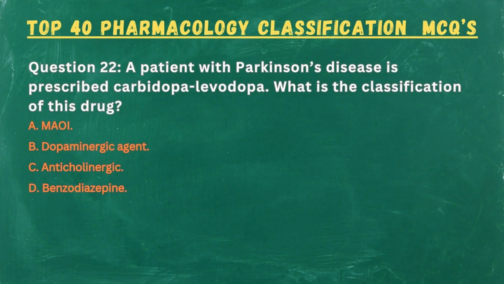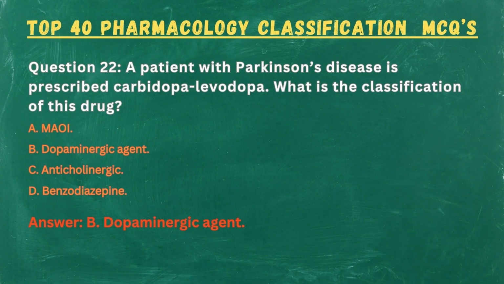Question 22. A patient with Parkinson's disease is prescribed carbidopa-levodopa. What is the classification of this drug? A. MAOI. B. Dopaminergic agent. C. Anticholinergic. D. Benzodiazepine. Answer: B. Dopaminergic agent.